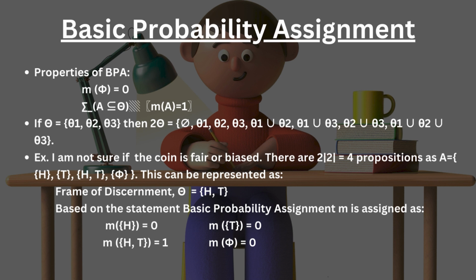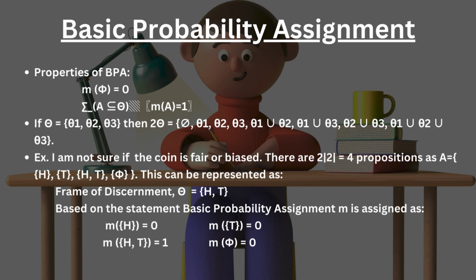It means that we are certain that it is either head or tail. So, the probability is 1, and for the empty set, phi, it is equal to 0, that means no probability for none of these scenarios happening. Actually, what we are saying here is that we do not think it is definitely head, and therefore it is 0, or definitely tail, and therefore we have assigned BPA as 0, and we are pretty sure that it is either head or tail.